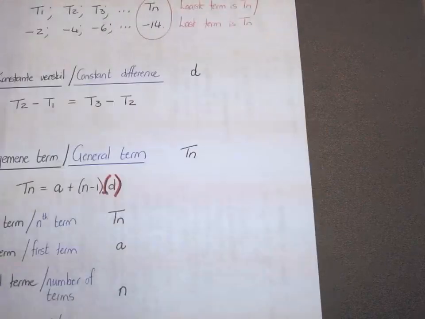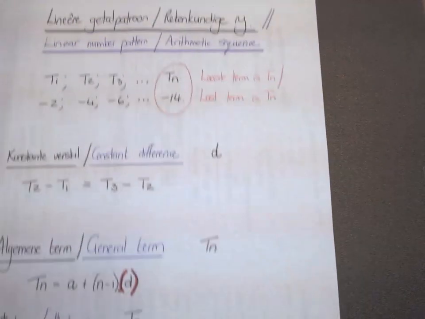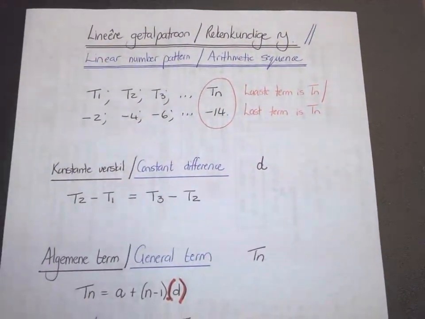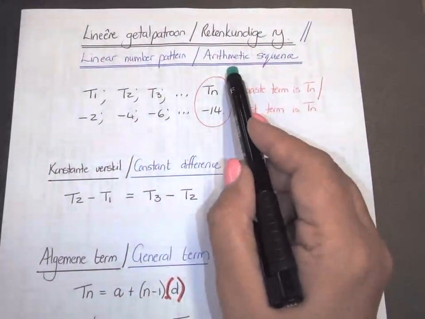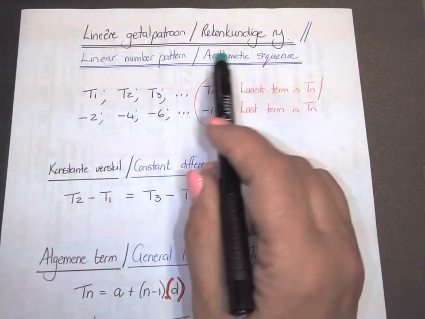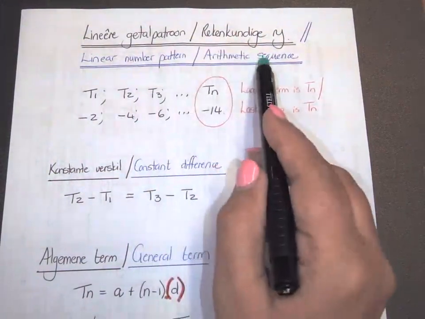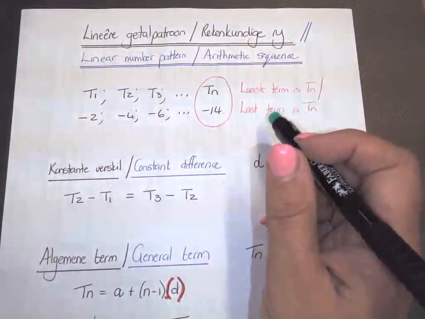Let's look at the linear pattern. Another name for linear pattern is arithmetic sequence. You must know these names in order to know what formula goes with them.